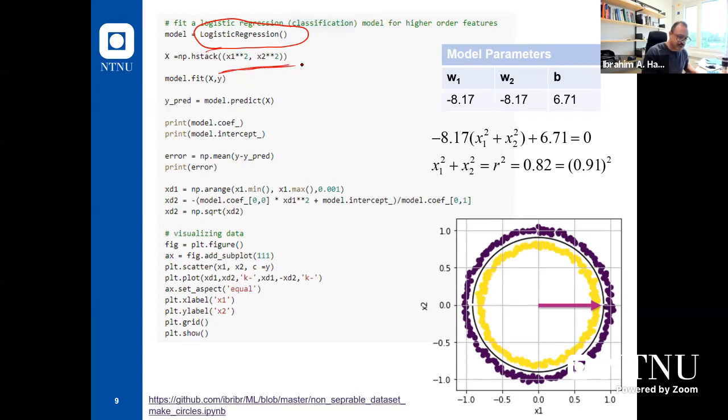We used x1 square and x2 square. I trained the model. We can print the coefficient; this one gives me the weight values. The intercept gives me the bias. So now we have omega 1 and omega 2. Omega 1 equals omega 2 equals this negative value. So finally, we have this equation.